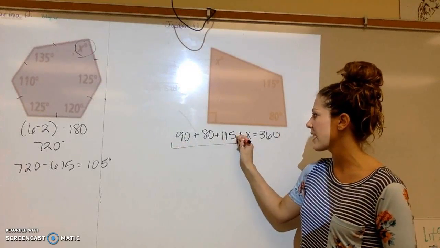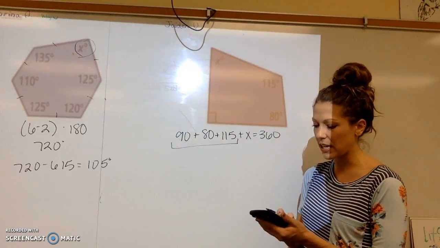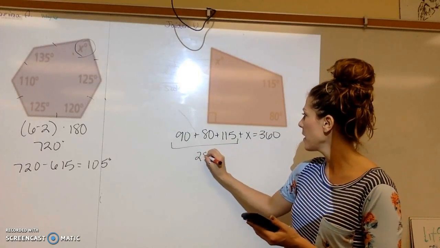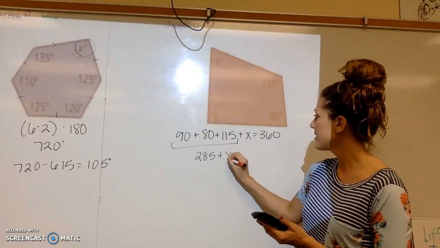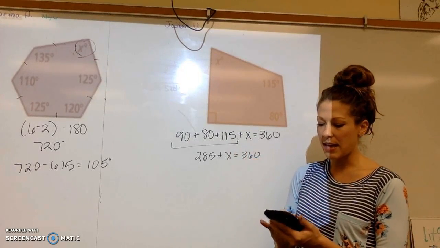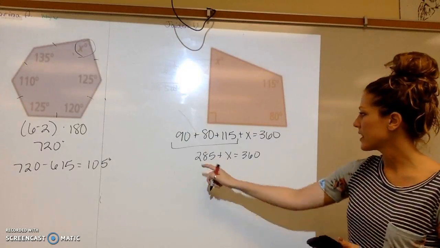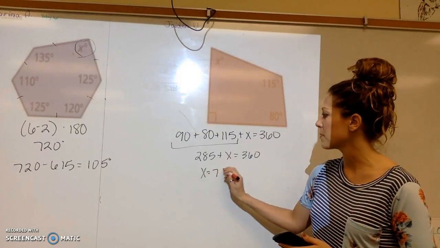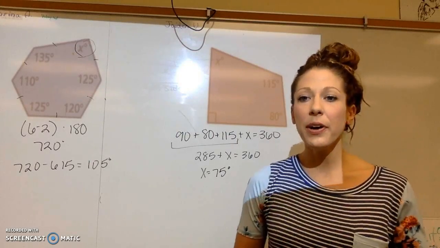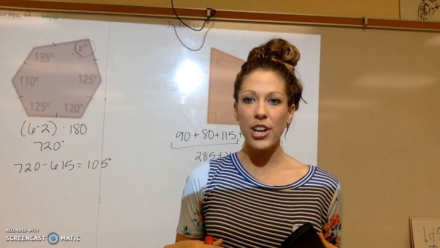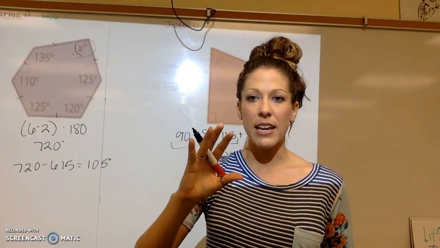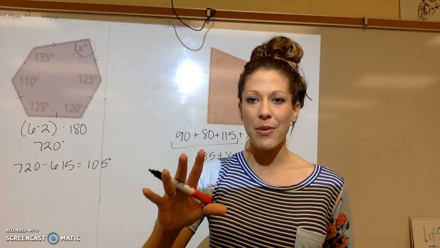So let's add these together. Let's see, we've got 170 plus 115 is 285 plus x equals 360. So we're going to take that 360 minus 285, so x must be 75 degrees. That's how we find our missing angle. So go ahead and take a minute, and on the next two shapes, find what the angles should add up to, and then find that missing angle, and then we'll check and see if you did it correctly.